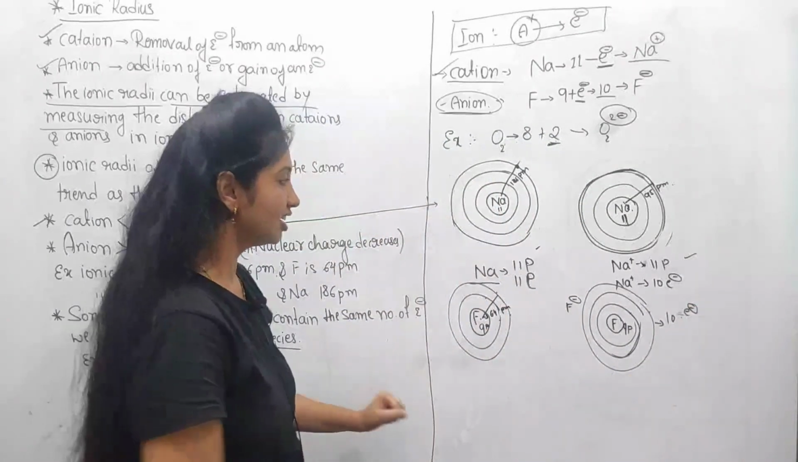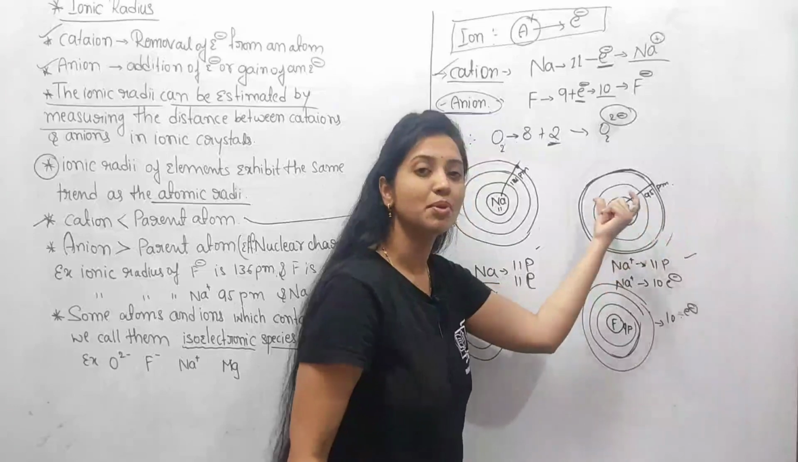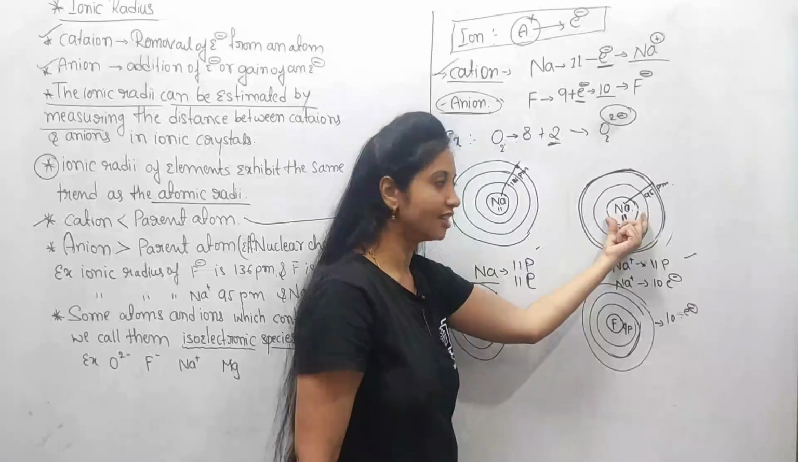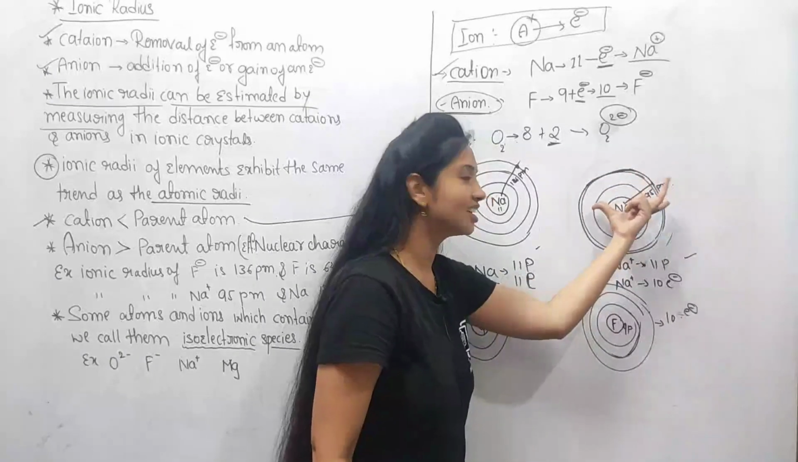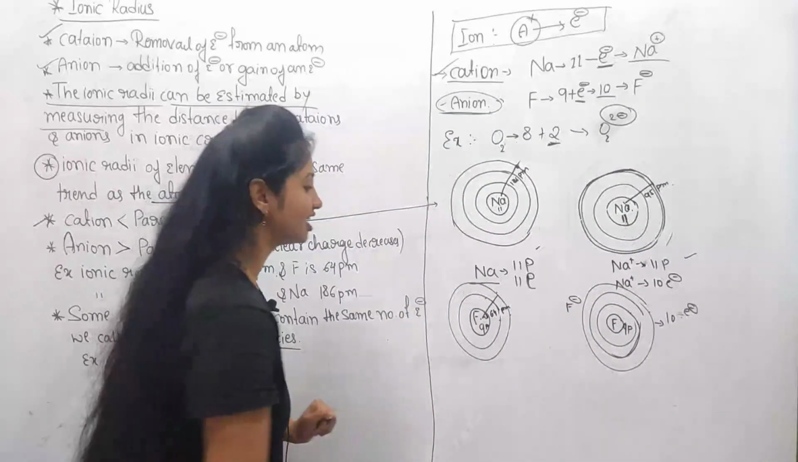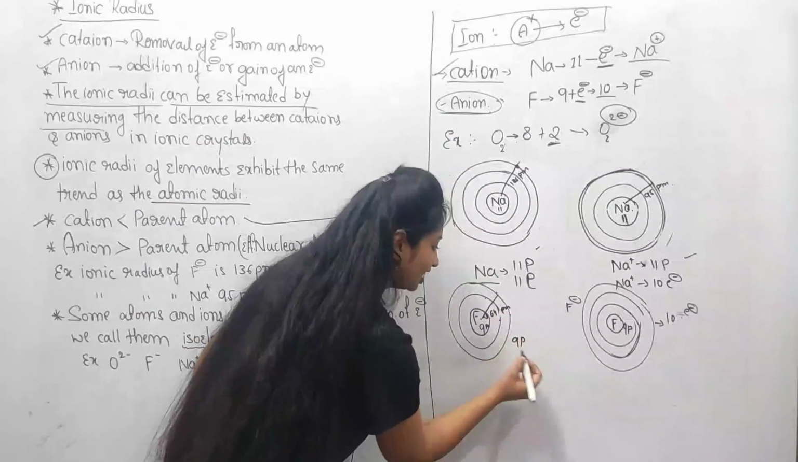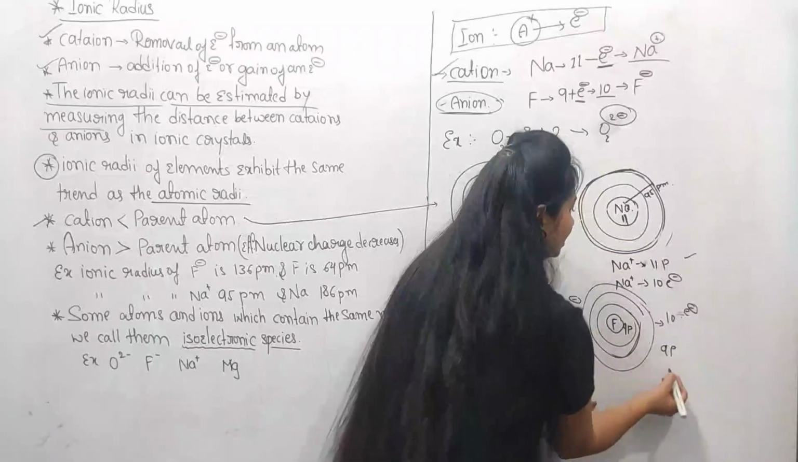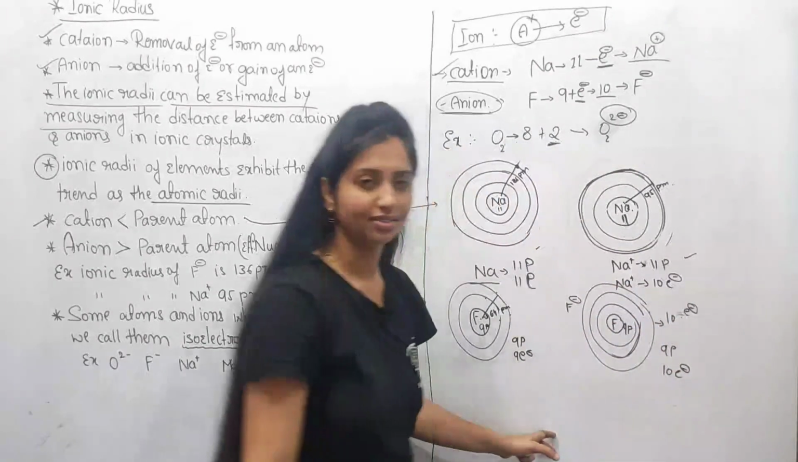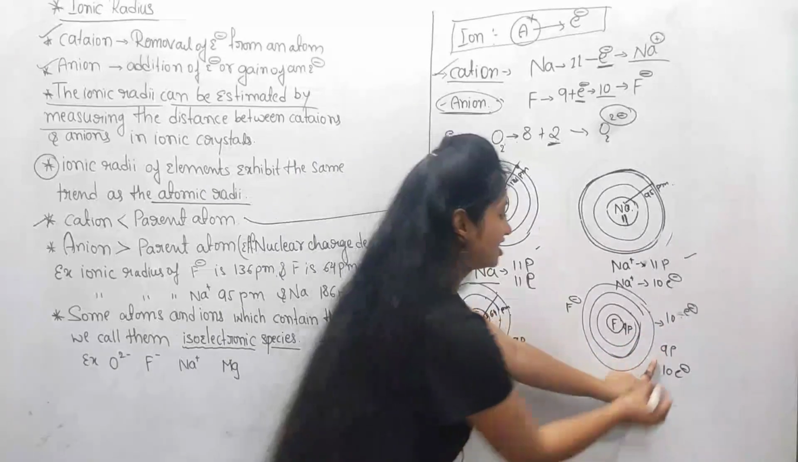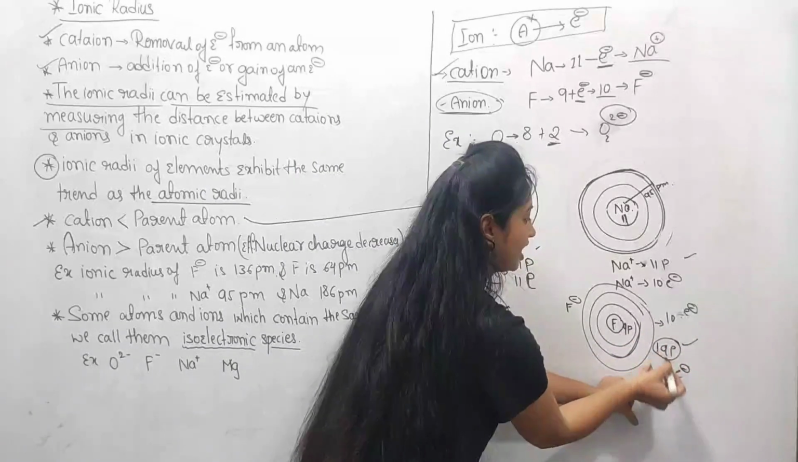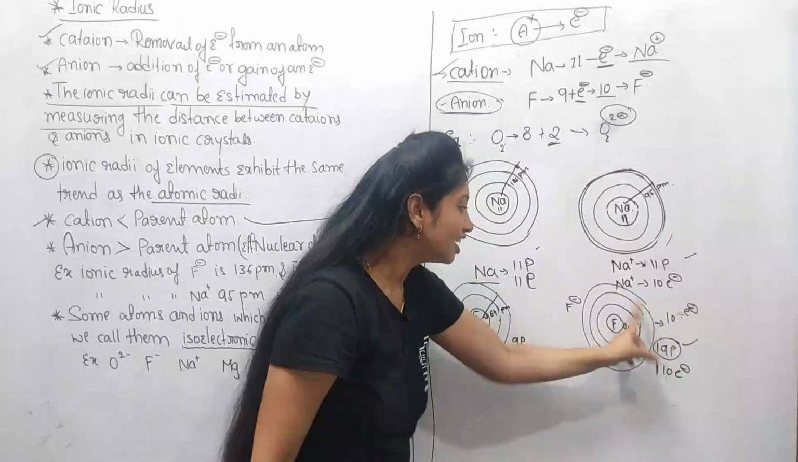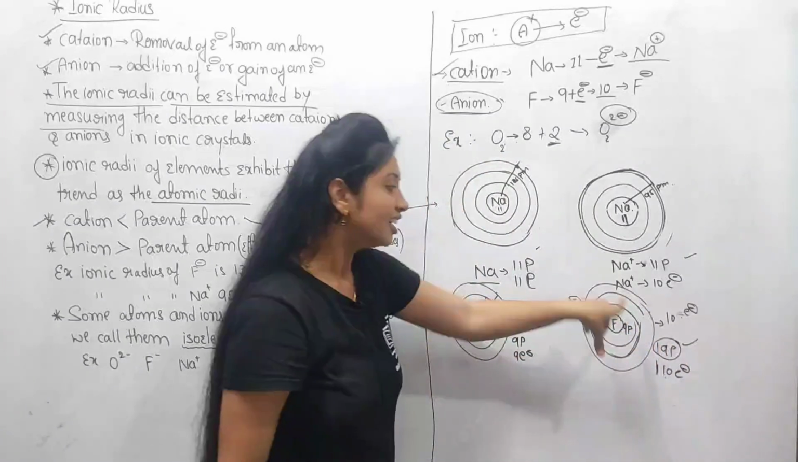Just observe guys. Here the nuclear charge, the positive charge, attracts the electrons towards itself. So what happens guys? 9 protons attract 9 electrons towards themselves. Here 9 protons attract 10 electrons towards themselves. And the effective nuclear charge per electron decreases compared to the atom. Here we have 9 protons and 10 electrons, so the nuclear attraction decreases.